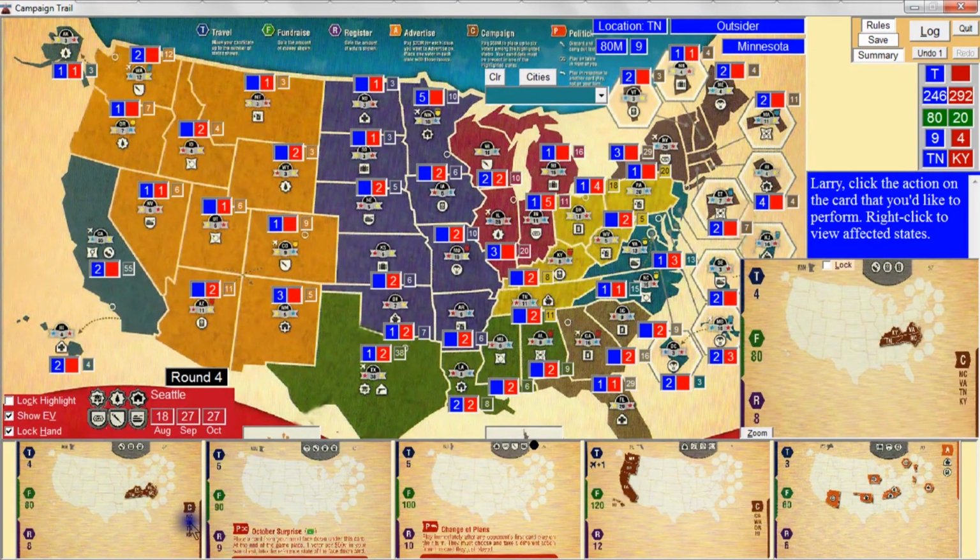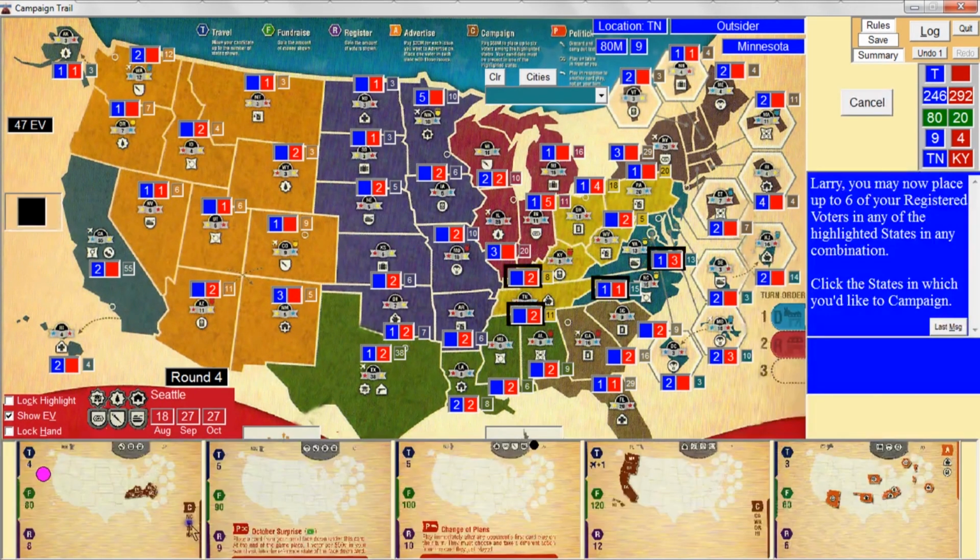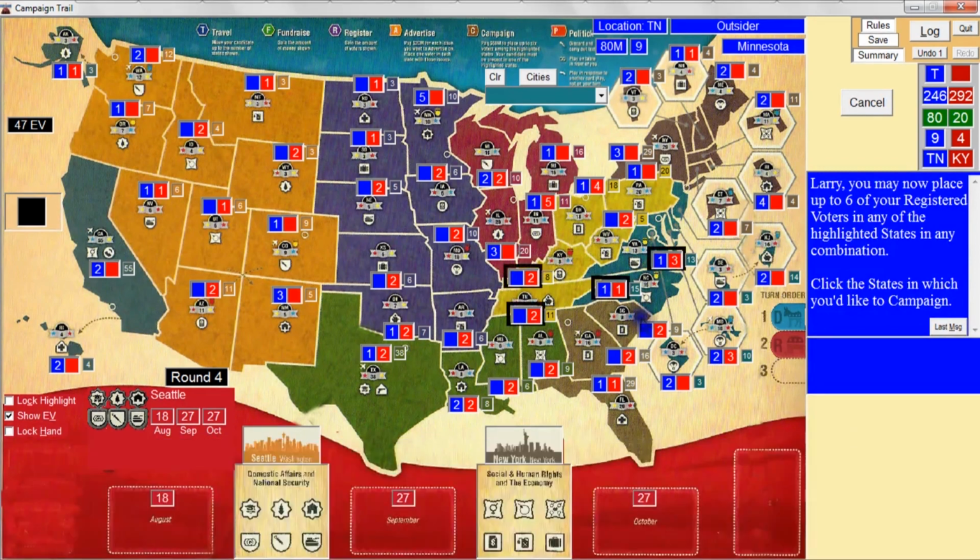My plan was to campaign using this card now that I'm in Tennessee. So this is going to cost me $80 million, remember, as opposed to 60. So I'll be broke. I'll have no money, and I'm going to be placing up to 6 registered voters. So I'll have very few registered voters left too after this turn. Both of us are going to be in a position to have to beef up our war chests and our registered voters before we take any more serious actions. For now, let's place 2 voters in North Carolina. That'll give me the lead there and narrow the score.